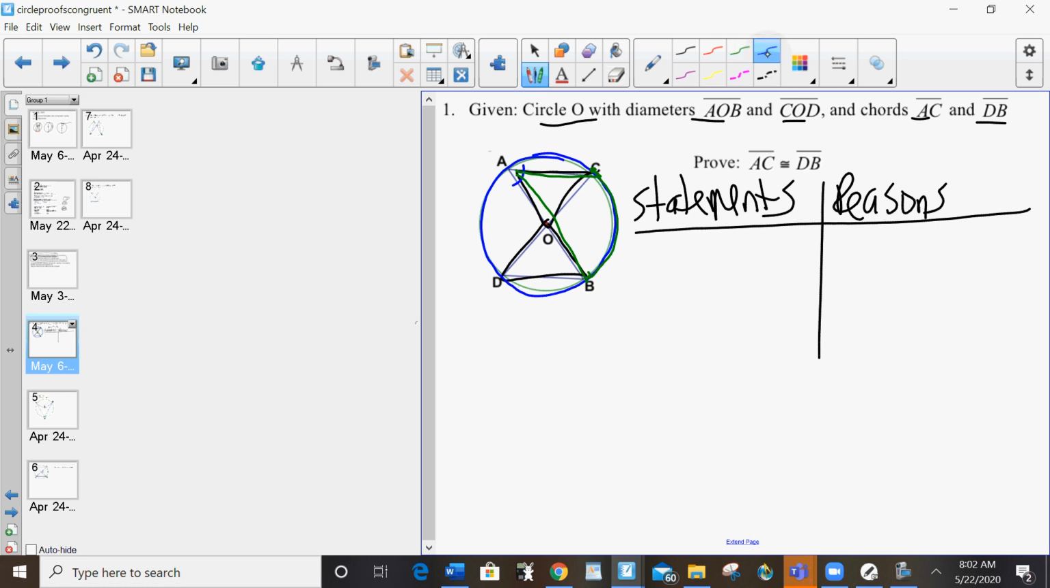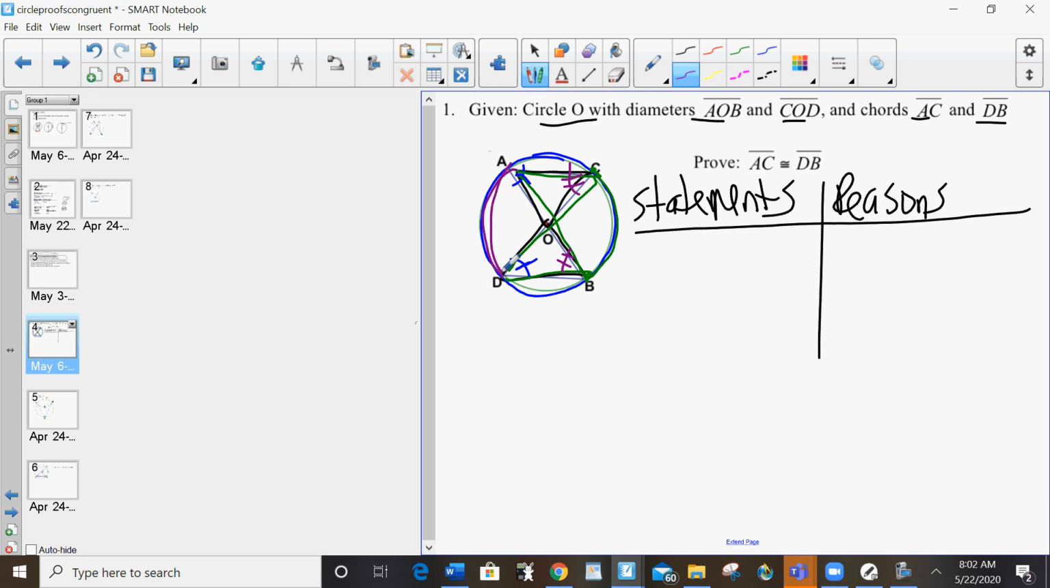Are there any other angles that are inscribed to CB? Yes, D is also inscribed to CB. Therefore, angle A and angle D are congruent. Are there any more inscribed angles? I see angle C intercepts AD. I see angle B intercepts AD. So therefore, they must be congruent.